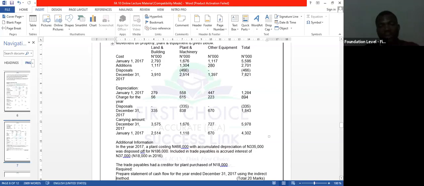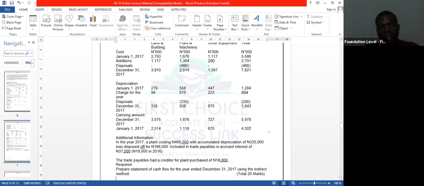Included in trade payables is accrued interest of 37,000, of which 18,000 was in 2016. So at 2016 it is 18,000, and at 2017 it is 37,000. So that's okay, fine. The trade payables are the creditors for what? For planned purchases of 18,000.